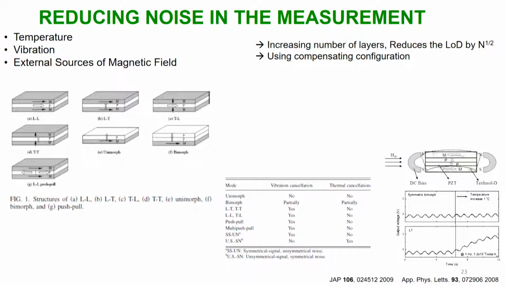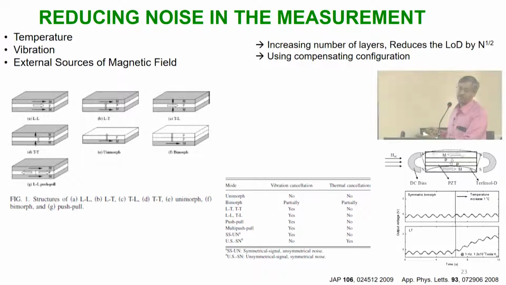Now, how do we reduce the noise in the system? The noise is due to temperature, vibration, and external sources of magnetic field. The external magnetic field you can avoid by using shielding, but that also affects other applications. The vibration and temperature are affected by the configuration, whether it is symmetric or asymmetric. With an asymmetric configuration, you cannot avoid the vibration as well as the temperature noise. But one can take two asymmetric devices and use a Wheatstone-type bridge to compensate for that. That is possible.